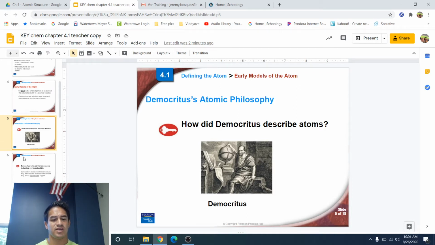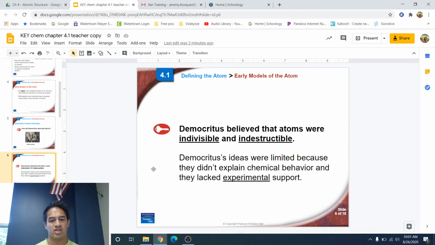So his idea was that all matter is made of atoms, small pieces of that material that can't be cut, and you take a lot of them and put them together, and that gives you bigger pieces. These atoms are indivisible, so they're not cuttable, and they're indestructible, so you can't destroy them.